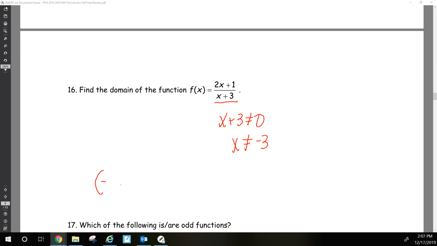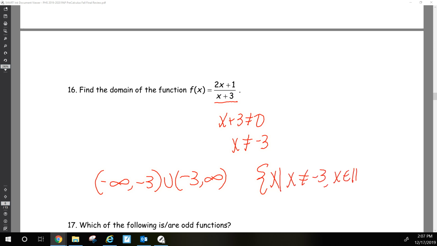You can see that written as negative infinity to -3, union -3 to infinity. Or you might see it in set builder notation: the set of all x's such that x can't be -3 and x is an all real number.